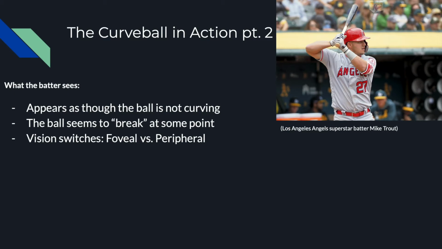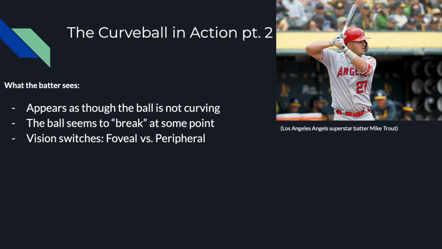However, as we explained in the last slide, the curve truly does begin as soon as the ball leaves the pitcher's hand. Throughout the course of a single baseball pitch, batters switch from foveal or central vision to peripheral vision, and then back to foveal just before they hit the ball. The issue for batters lies in the peripheral stage, which usually begins about 20 feet into the pitch.